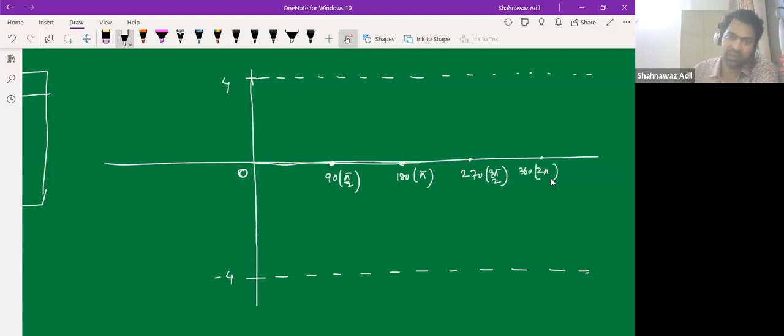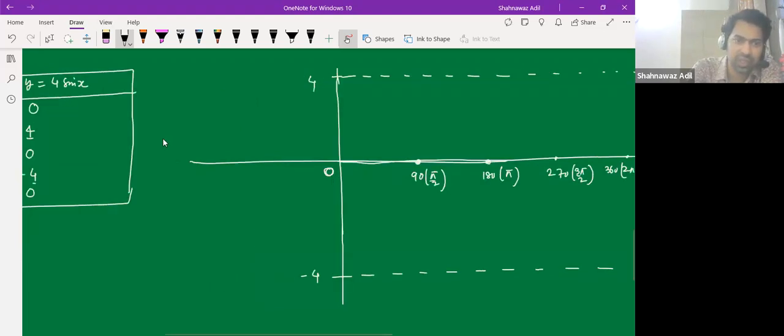These are the values on which we have to plot. So at 0, this is 0, so we are here. And at 90, it is 4, so we go from here to here. And then we again come to 0 at 180.